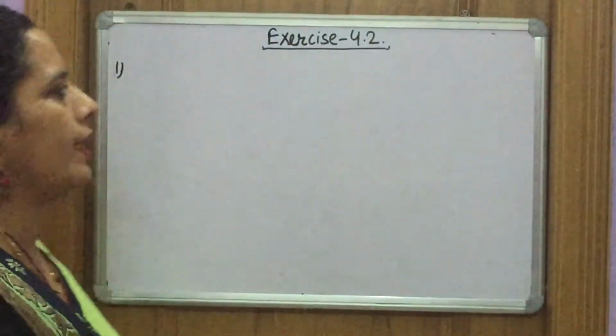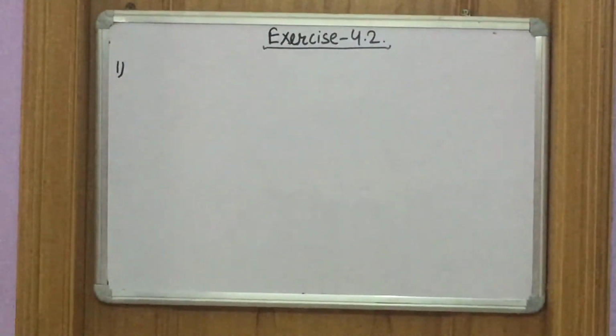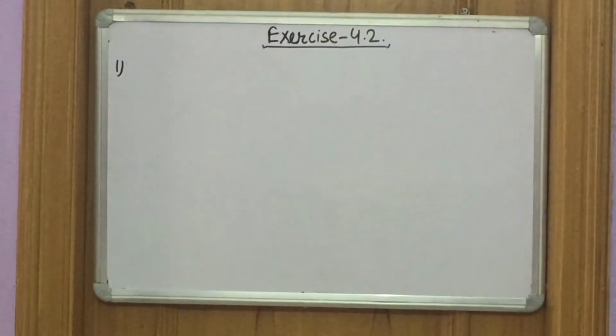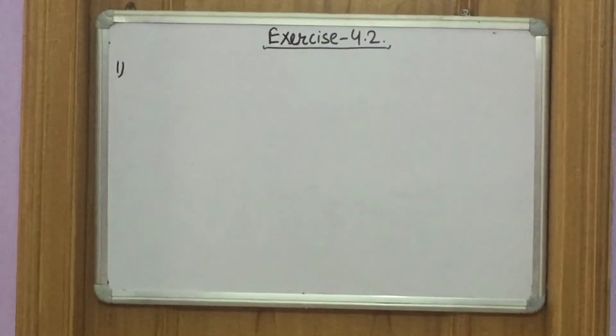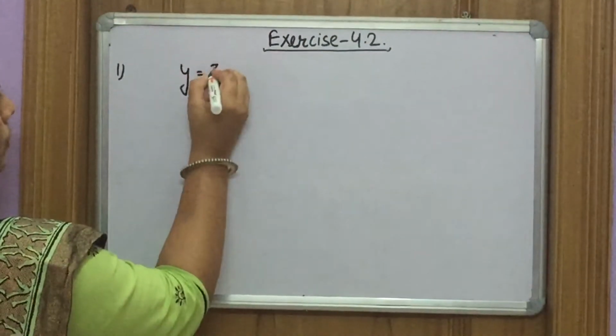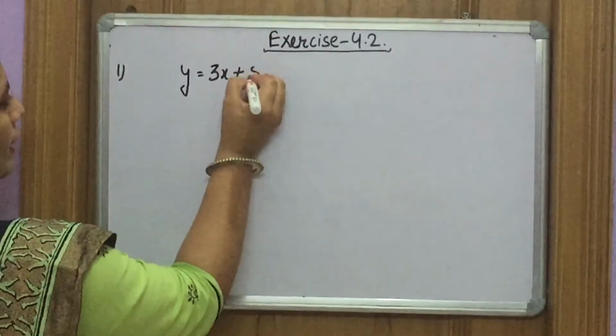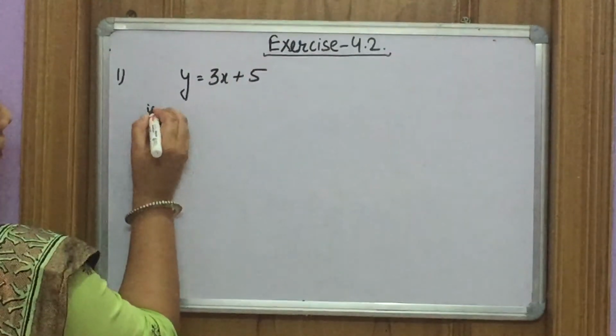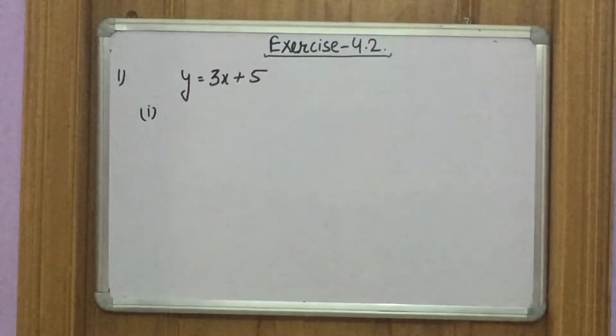Now we are going to start exercise 4.2 of class 9. So here we have the first question. The statement is: which one of the following options is true and why? The equation is y is equal to 3x plus 5. And here we are given three options.